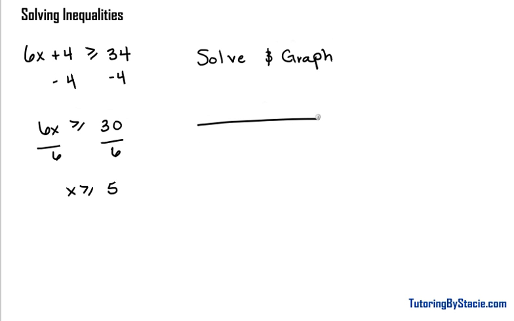To graph the solution set, we draw a number line, and we put 5 somewhere on that number line. And then because it is greater than or equal to, we are going to put a closed circle at 5. So the closed circle means that it is also equal to 5. And then we draw an arrow going to the right, signifying greater than. So it is greater than or equal to 5.